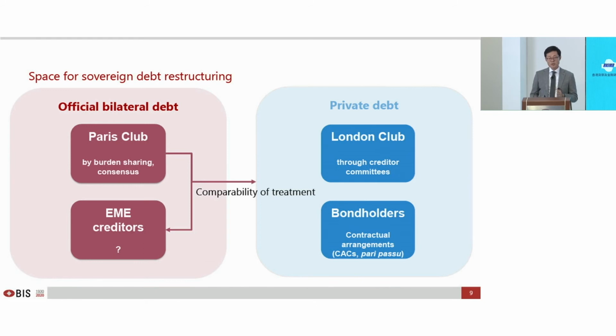So it's important to place China in this space for sovereign debt restructuring. How does China interact with the Paris Club, and also private lenders? Especially here, there are two arrows I placed on the slides. It's in terms of comparability of treatment, which is the important working principle for the Paris Club. The Paris Club always tries to encourage debtor countries to approach other types of creditors to provide similar debt treatments in the case of debt restructuring.